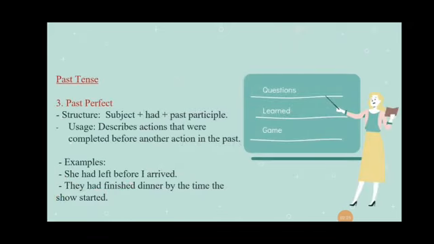The third aspect of the past is the perfect, and we have here the past perfect. It has the structure of a subject plus had plus past participle. Usage: we use the structure of past perfect to express a completed action before another past action. Like, for example, she had left before I arrived.